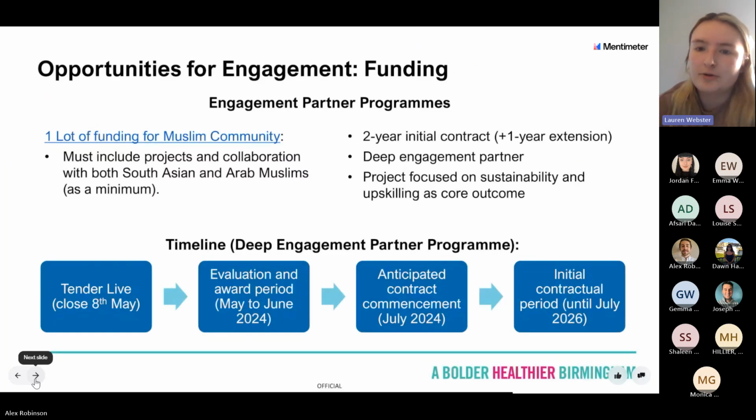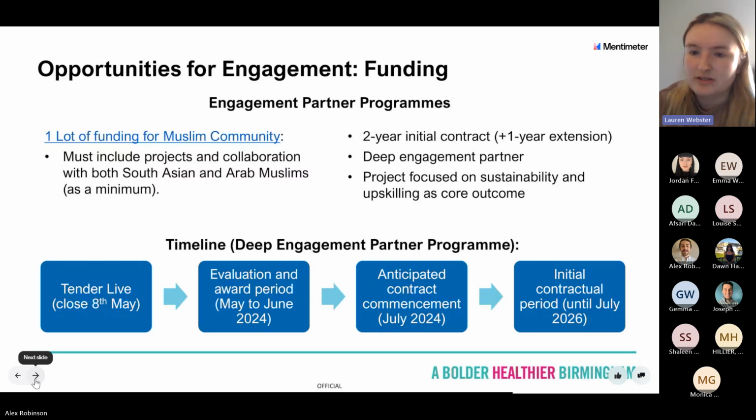to submit. So we have opportunities for engagement. We have our engagement partner programs. We have one lot available of funding for the Muslim community. This must include projects in collaboration with both South Asian and Arab Muslims as a minimum. So it's not specifically for the Arab community, but the Muslim lot does include funding that must go towards projects in collaboration with Arab Muslims. It's a 2-year initial contract plus 1 year for extension.